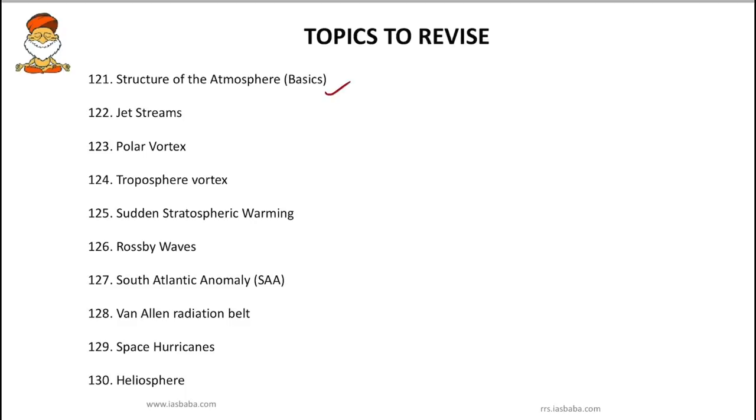Once we are aware of certain basics, the rest of the current affair articles will be easy. The second one is jet streams. Then we'll understand about polar vortex, troposphere vortex, sudden stratospheric warming, Rossby waves, and then South Atlantic anomaly and Van Allen radiation belt. And then we will be dealing with space hurricanes and heliosphere. So these are the articles for today's session.